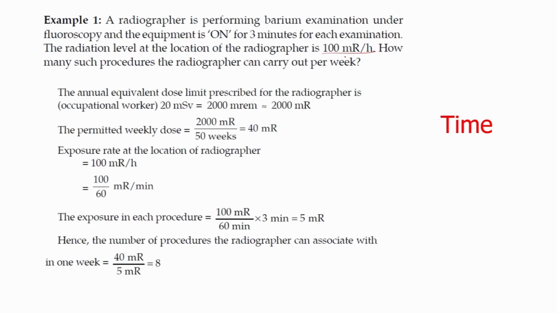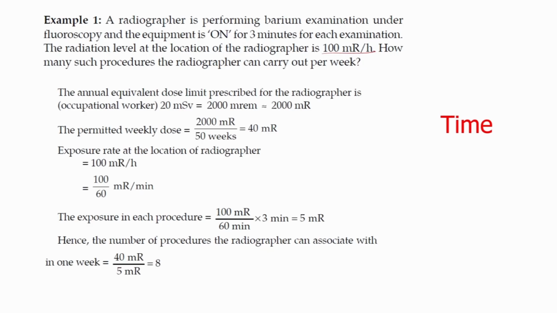How many such procedures can the radiographer carry out per week? From this example, there is one barium examination, and for each examination the equipment is on for 3 minutes. So if the radiation worker is working 8 hours a day in a week, how many examinations a day can he perform without crossing the dose limit defined for the radiation worker? There is a dose limit defined for the radiation worker as well as for the general public.